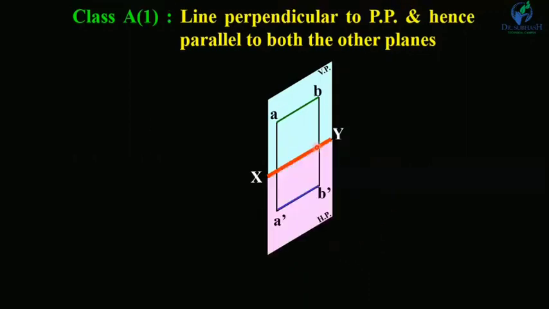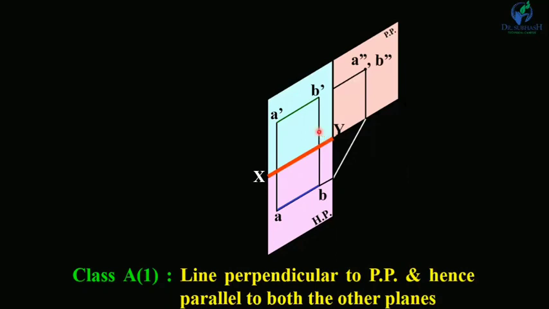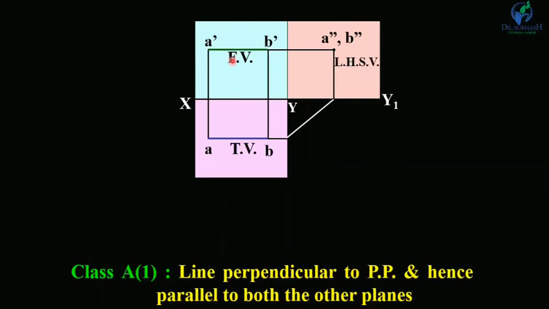Now if we rotate the horizontal plane 90 degrees in the clockwise direction, and the profile plane also by 90 degrees, then you can see in this case that the front view and top view are both parallel to the XY line. Here the line is parallel to the horizontal plane and vertical plane. That's why its front view and top view are parallel to the XY line, and the side view is a point view.